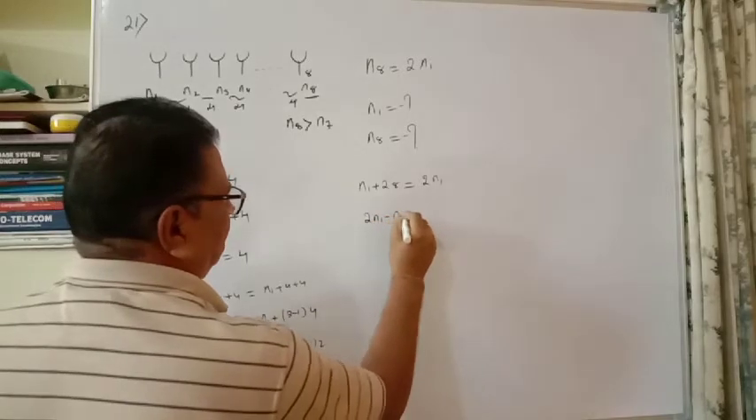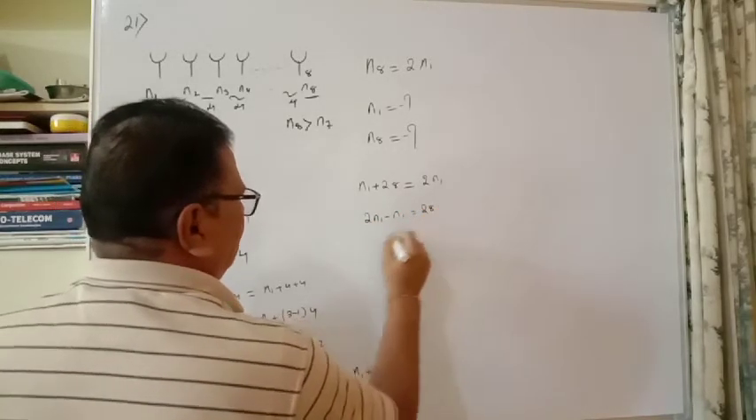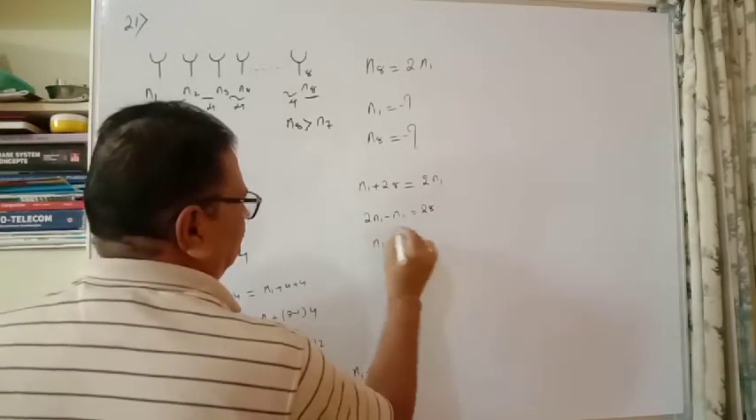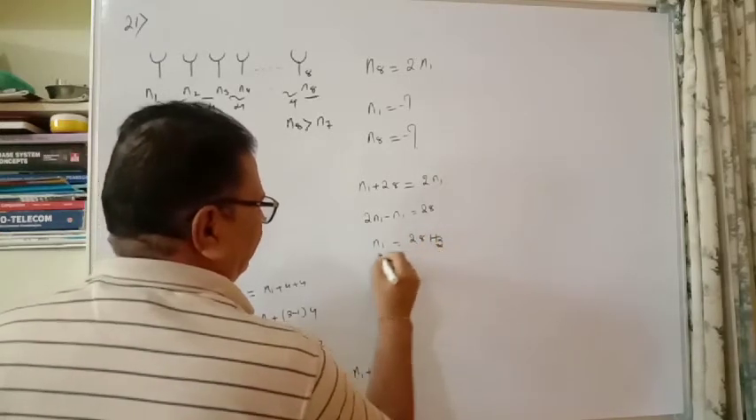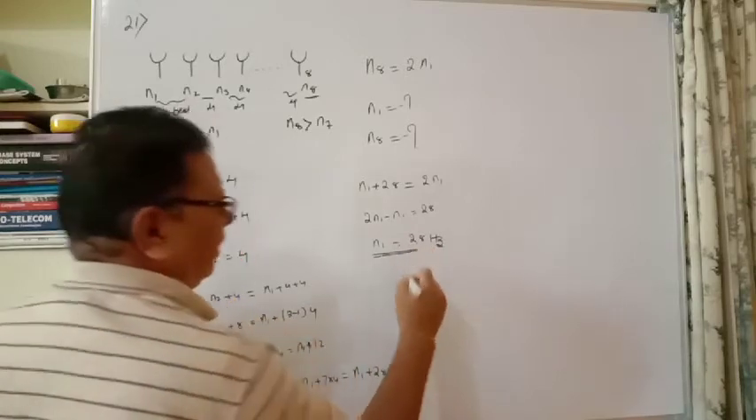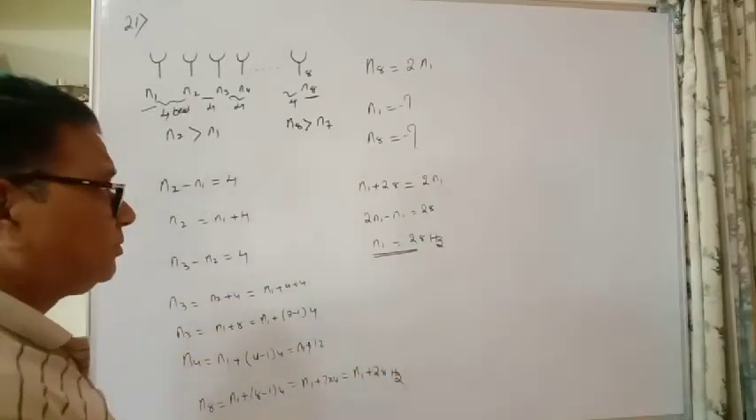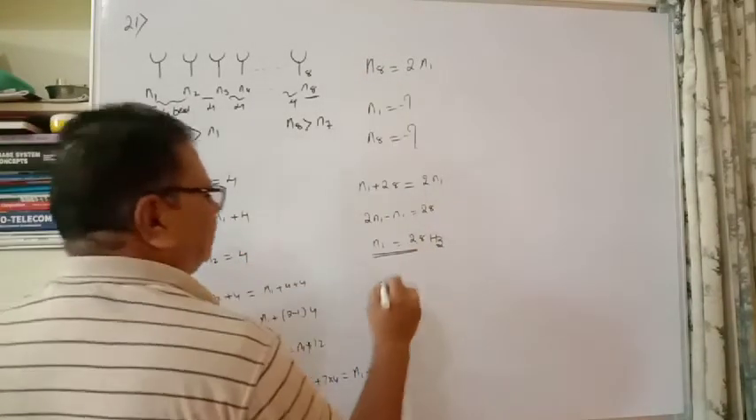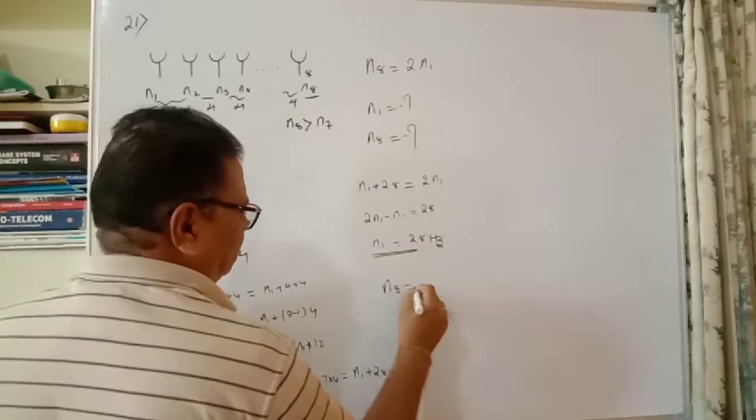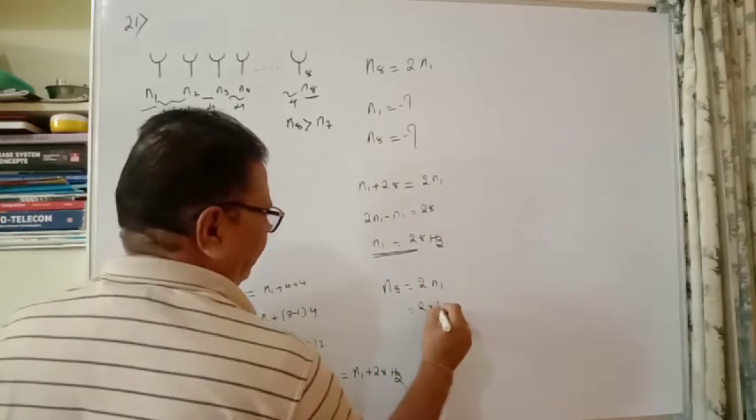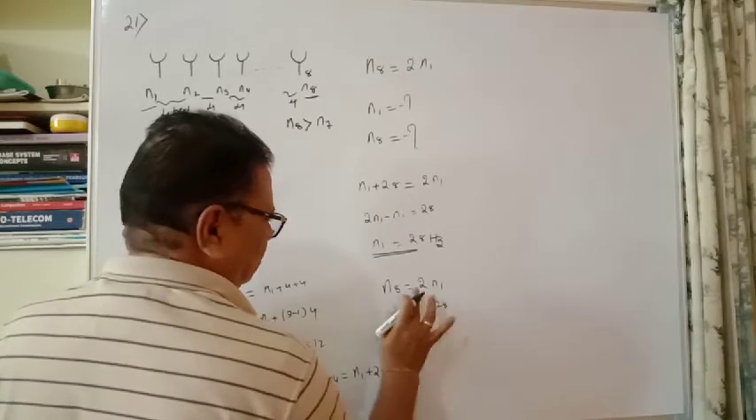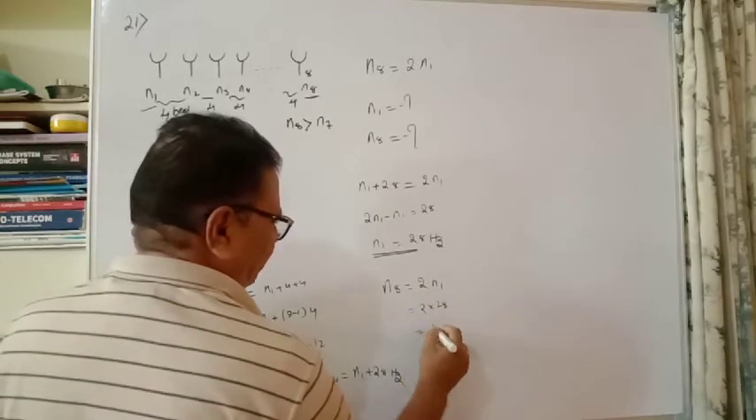2N1 minus N1 is equal to 28, or N1 is equal to 28 hertz. Frequency of the first tuning fork is 28 hertz. And frequency of the last tuning fork, N8, is equal to twice of N1, or 2 into 28, which is equal to 56 hertz.